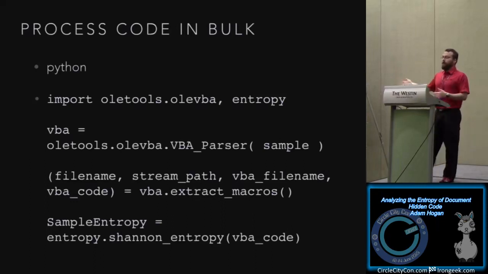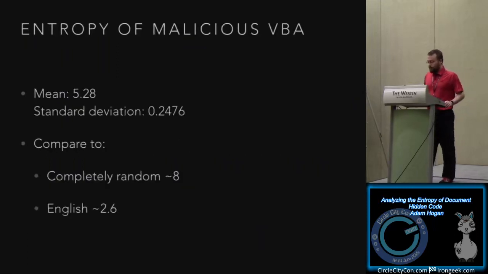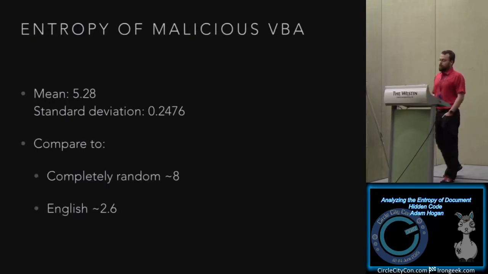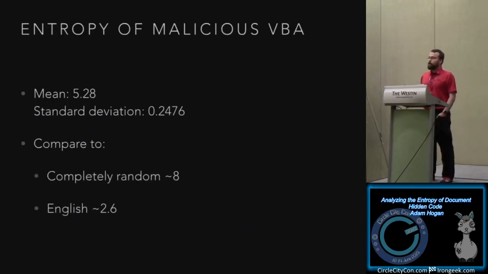If you load it like a library, you can use its functions to process files, which I did. Really all I had to do is import these functions, say, okay, here's my file, run it through the VBA parser, save out the code, and then pass that to the Shannon entropy function, which returns the measure of entropy of that code. So that ran for the 305 samples. I got back the results. The mean entropy was 5.28, with a standard deviation of about 0.25, which is fairly high.